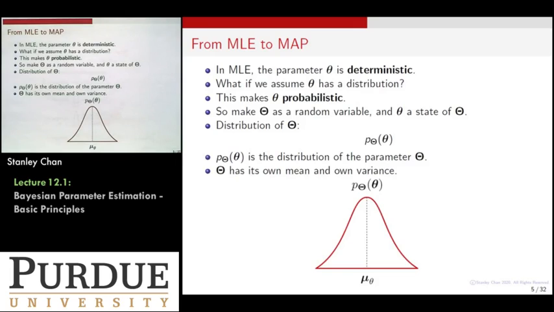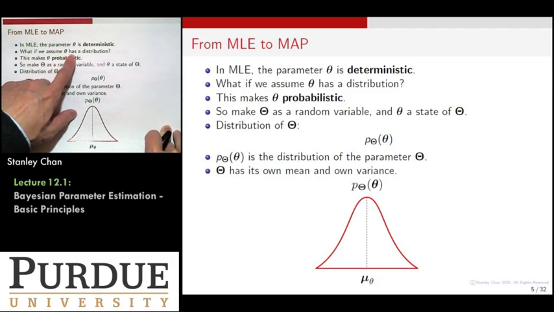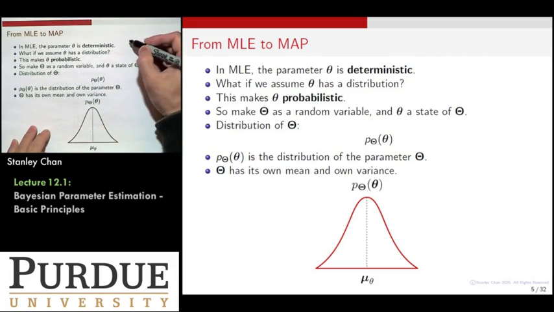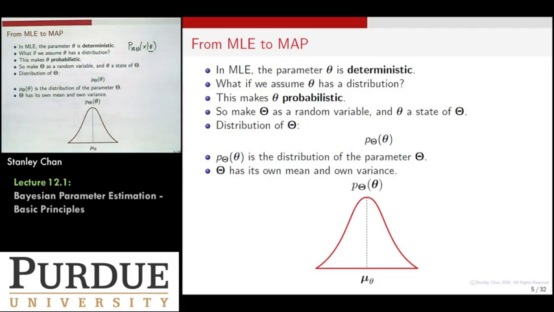All right, so to make this concept a little bit clearer, I want to first describe the concepts, and then I want to use some examples to illustrate them. So the bottom line message is this: in maximum likelihood, the parameter is deterministic. Now we are going to assume that theta indeed has a distribution, and so now theta becomes probabilistic. So you remember in the previous slide you have p of x given theta, right? So x given theta. There is now a distribution for the theta.